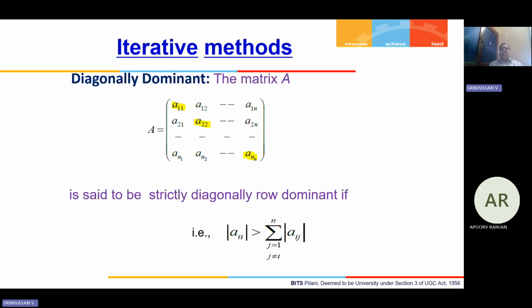Now, of course, the same thing is given symbolically. The matrix A11, A12, etc., A1n, A21, A22, etc., A2n, etc., An1, An2, etc., Ann is said to be strictly diagonally row dominant, as I just mentioned, if modulus of Aii is greater than the summation of modulus of Aij, j equal to 1 to n, j not equal to i. Okay, right.